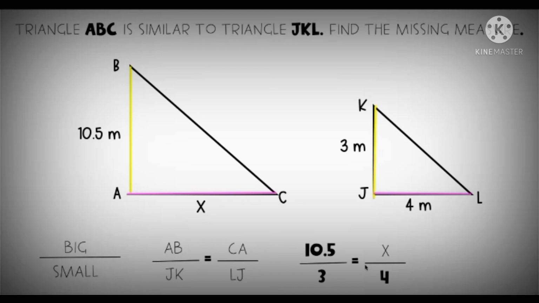We will solve for x using cross multiplication. 10.5 times 4, that is equal to 42. Divided by 3, that is equal to 14. So, x is equal to 14 meters.